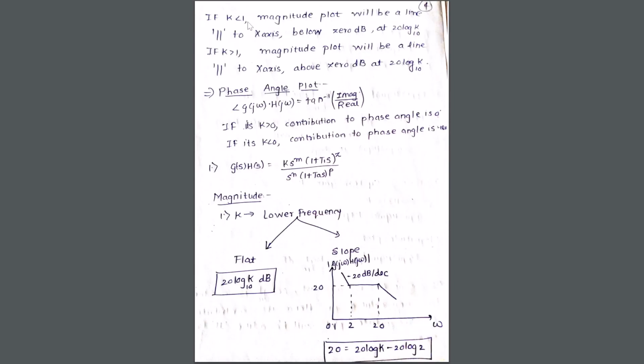So if K is greater than 1, we are going to have 20 log K definitely as a positive value, and hence it is going to be above the 0 dB line. But when the K value is smaller than 1, my magnitude is going to be 20 log K to the base 10, wherein my value will be smaller than 1 and hence it is going to be below the 0 dB line. I hope I am very clear.